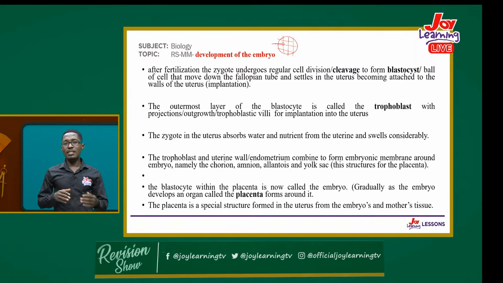Now, once they get to the uterus, they try to get hold on to the site. But almost close to getting there, there are projections formed on the outer cells, which is the trophoblast. We call the projections the villi. Remember, we've seen villi in digestion. We've also seen villi in the kidney. So projections on these cells are called the villi. So here, because it's on the trophoblast, we call it the trophoblastic villi.